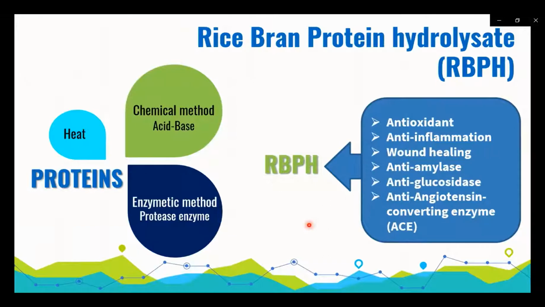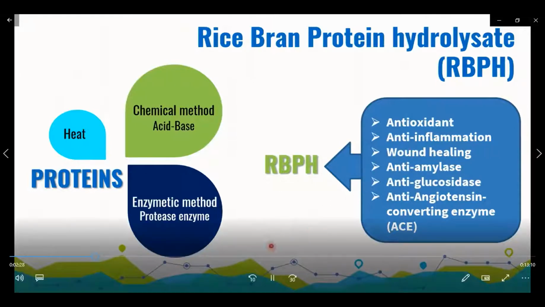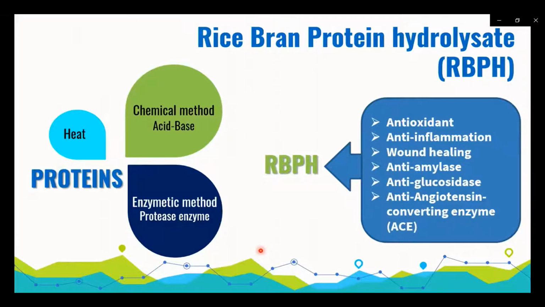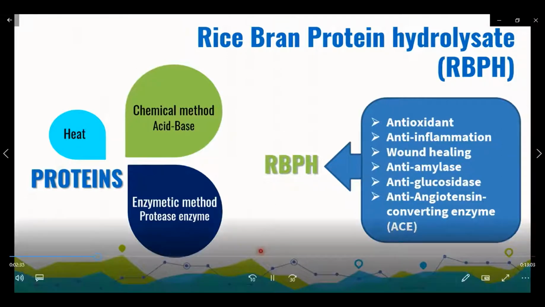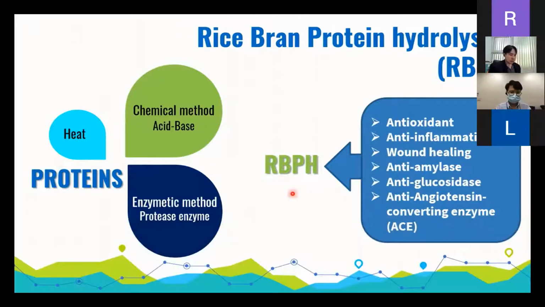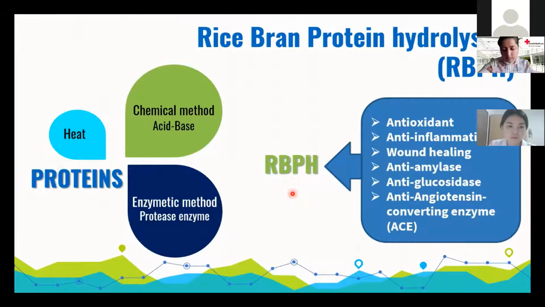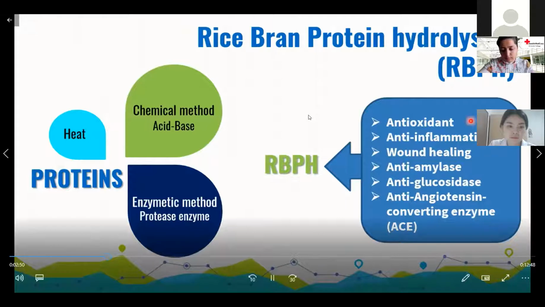Among these biocatalysts are digestive enzymes like pepsin, trypsin, and chymotrypsin, alcalase, neutrase, and flavourzyme. The functional peptides from RBPH were identified and characterized with a good range of pharmacological activities such as antioxidant, anti-inflammation, anti-hypertensive activity, and anti-diabetic.